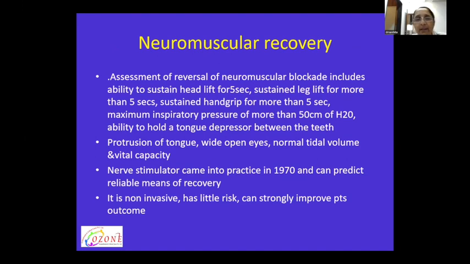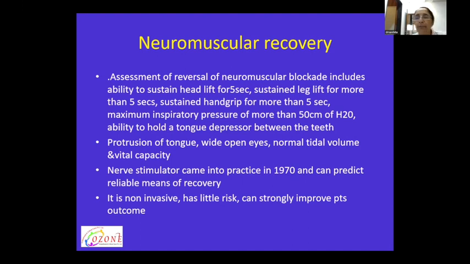Some of the reliable signs for assessment of reversal of neuromuscular blockade include the ability to sustain head lift for 5 seconds, sustained leg lift for more than 5 seconds, sustained hand grip for more than 5 seconds, maximum inspiratory pressure of more than 50 centimeters of water, and ability to hold a tongue depressor between the teeth. These are considered reliable signs. Some of the unreliable signs that we observe clinically are protrusion of tongue, wide open eyes, obeying verbal commands, cough reflex, normal tidal volume, and normal vital capacity. These are considered unreliable signs of neuromuscular recovery.